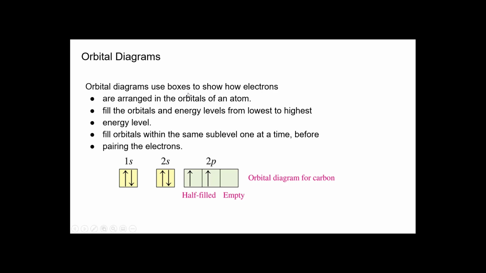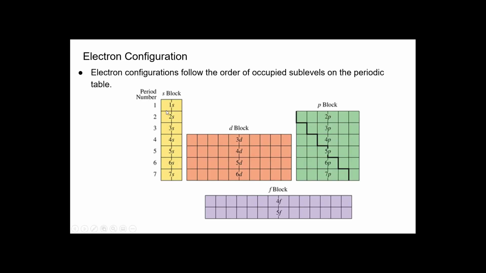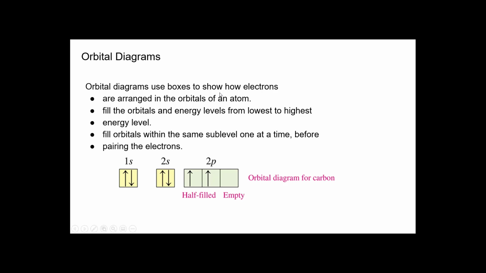Okay, so orbital diagrams use boxes to show how electrons are arranged. Same thing. We would draw these boxes, and we would just fill it in, knowing exactly this is the information right here. All of these. Okay, so let's take a look here. Fill the orbitals and energy levels from lowest to highest. So we always start with 1s and we expand out.